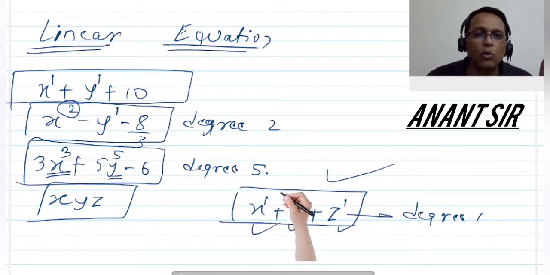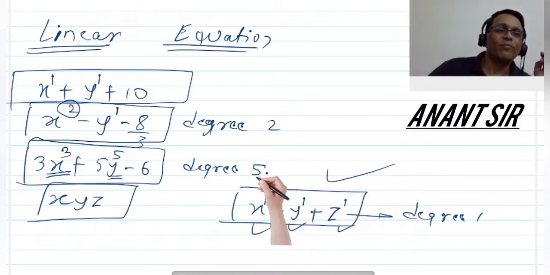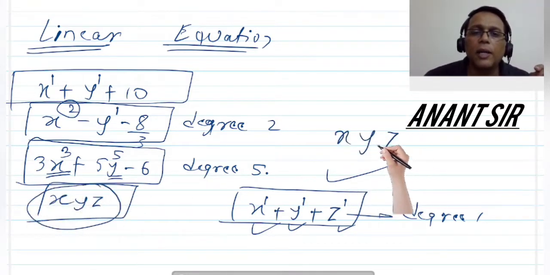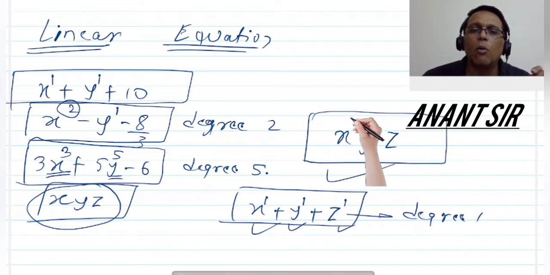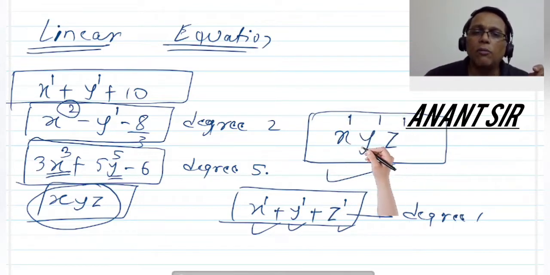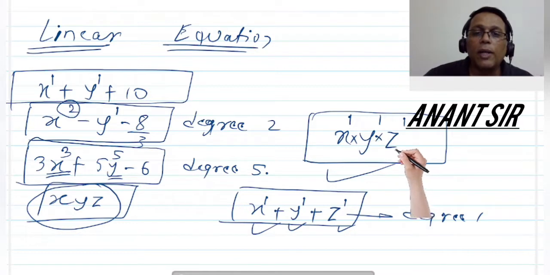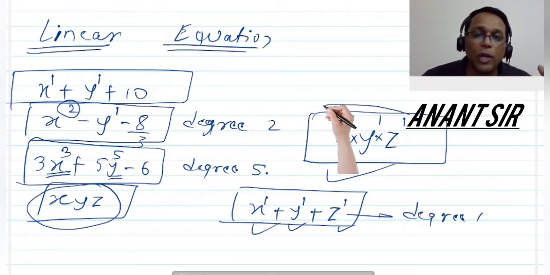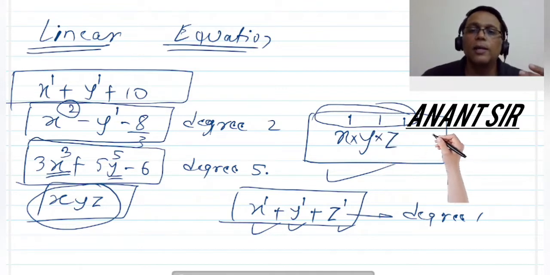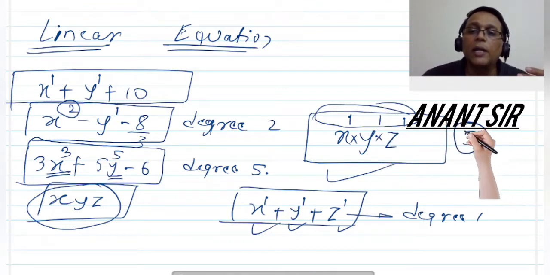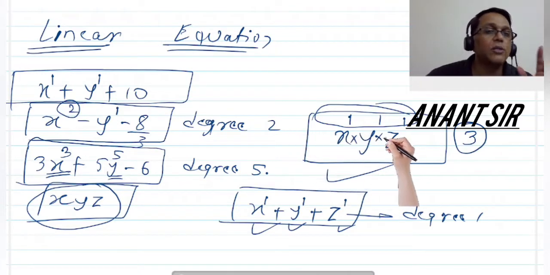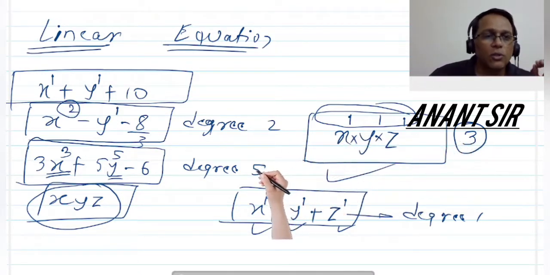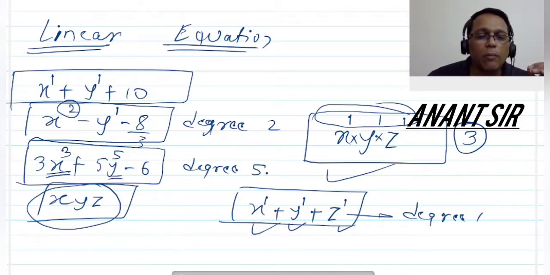I have not told you what is an equation till now. Now in this xyz, what is the degree of this xyz then? What is the power of x here? 1, 1, 1. And what is there between x, y and z? Multiplication. So for finding the degree, we add the powers. So actually the degree here is 3. So it is not a linear polynomial. Okay students?